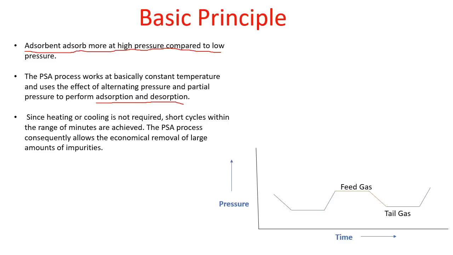Since heating or cooling is not required, short cycles within a range of minutes are achieved. The PSA process consequently allows the economical removal of large amount of impurities. So as you can see in this curve, which is the pressure versus time, when the feed gas goes into the adsorbent bed, it is at the high pressure, and at the low pressure, the tail gas gets removed from the bed, right? And from the top, you get the high pressure, high purity hydrogen. As we discuss along the process, this concept will get clearer to you.